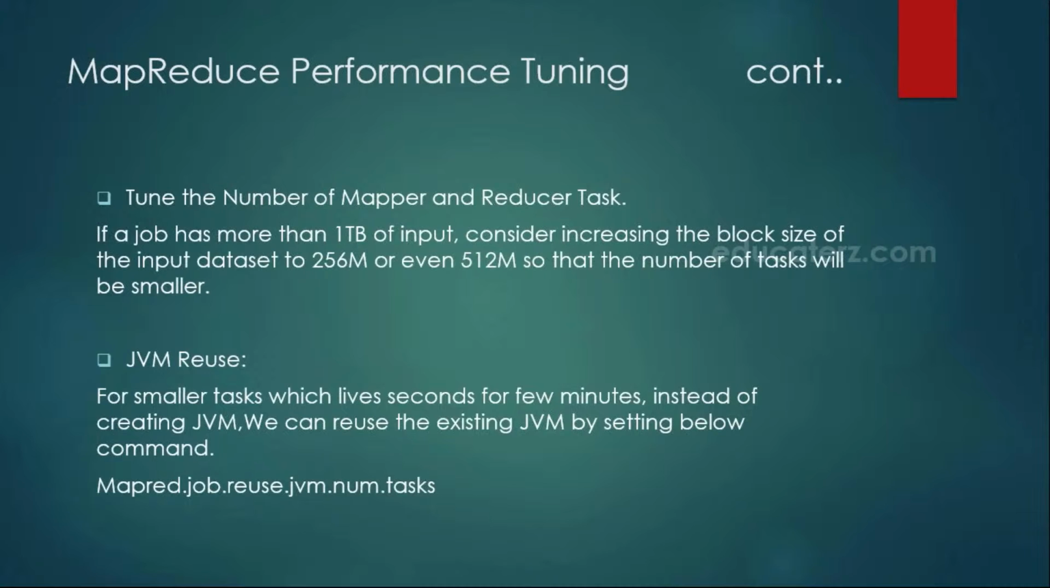When it comes to reducer tasks, by default there is only one reducer task. If you want more parallel reducer tasks to improve the performance, you can set it with job.setNumReduceTasks and pass the value. If you set it as 5, 5 reducer tasks are going to be created. Like that, you have to tune your mappers and also the reducer tasks.